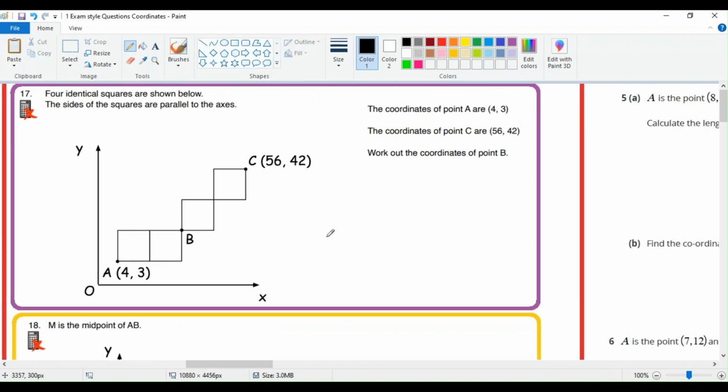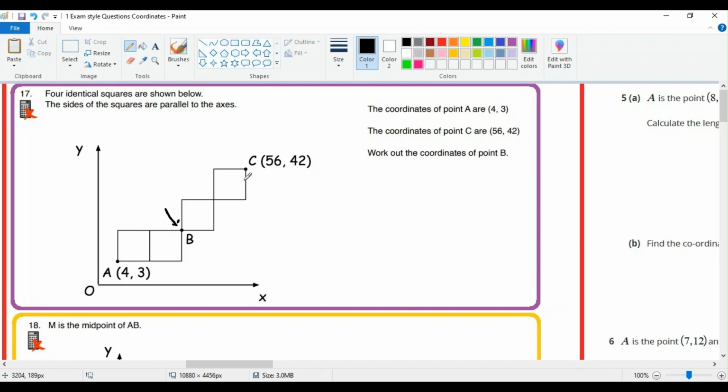Now this needs pretty much of calculations. First of all we need to find out the coordinate of point B in here, and these four identical squares are shown below. The sides of the squares are parallel to the axes. The coordinate points are 4, 3, 56, 42. Work out the coordinates of point B. Now we need to find out the coordinates of this. So before we go ahead, we should know the movement of x and movement of y.